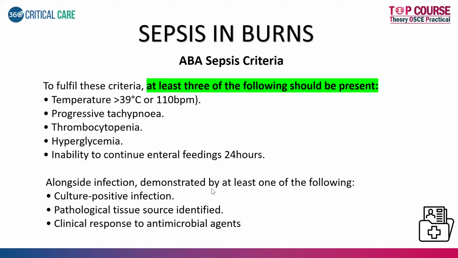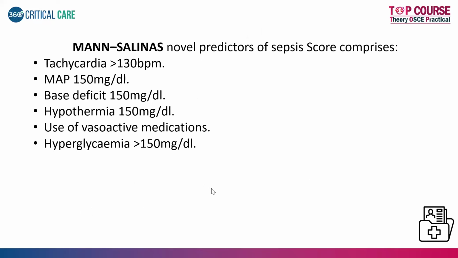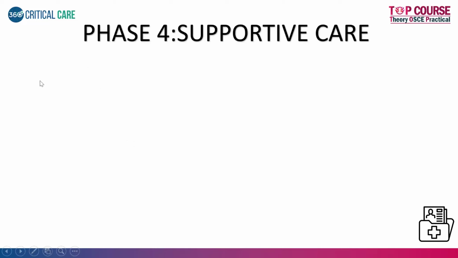Along with this, if you have any culture-proven sepsis, so you definitely have a pathogen identified, then based on that you can initiate your antimicrobial therapy. There is also the Mann-Salinas predictor tool, wherein he says if tachycardia is present of more than 130, MAP usually less than 150 mmHg, sorry, and a base deficit of more than 150, usually these patients end up having severe sepsis. I think I've misplaced a lot of parameters here, so I'll be updating this in the slides and then putting it up.